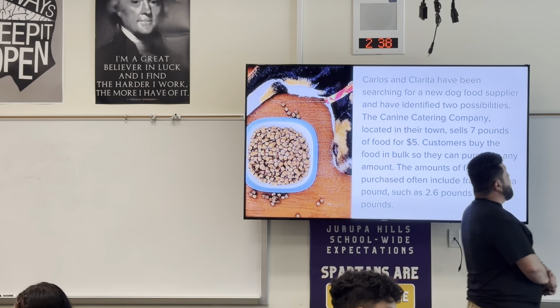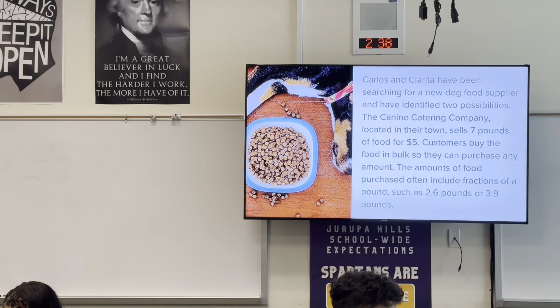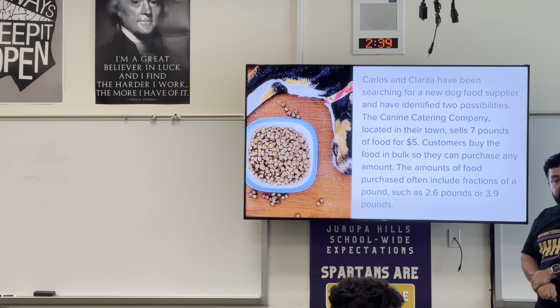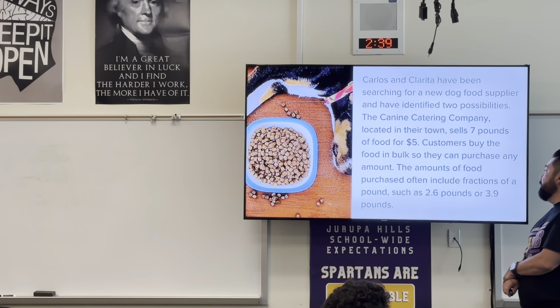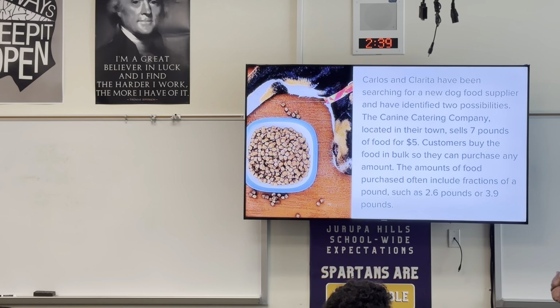To keep the hungry dogs fed, they must regularly buy Brutus Bites, the favorite food of all the dogs. All right, then it goes on to say, Carlos and Clarita have been searching for a new dog food supplier and have identified two possibilities. The Canine Catering Company, located in their town, sells 7 pounds of food for $5. Customers buy the food in bulk so they can purchase any amount. The amount of food purchased often includes fractions of a pound, such as 2.6 pounds or 3.9 pounds.